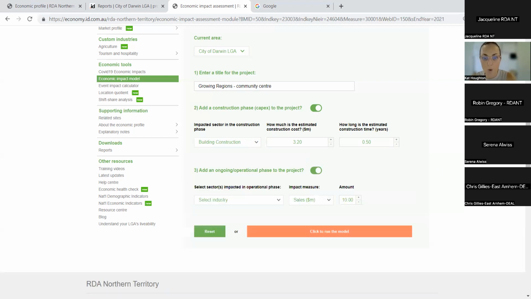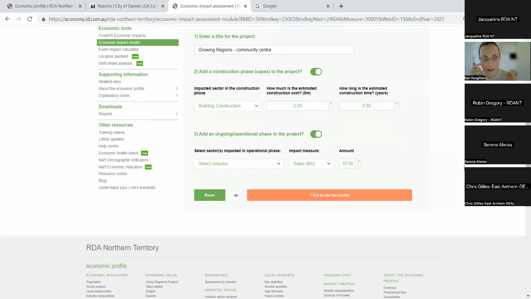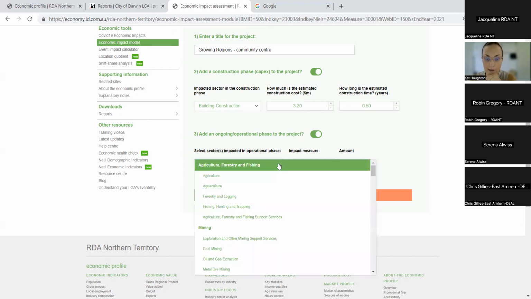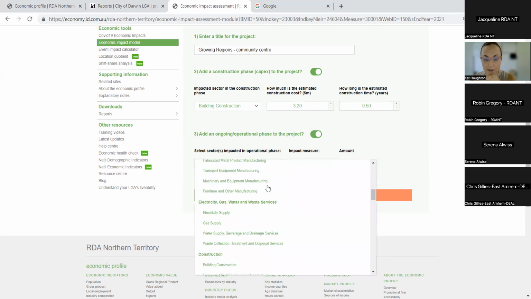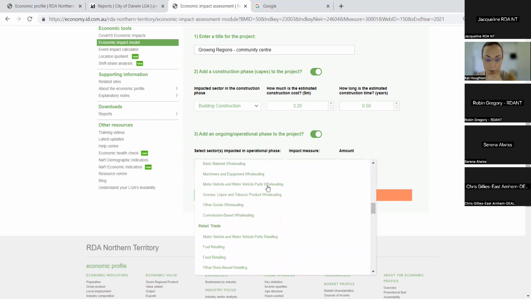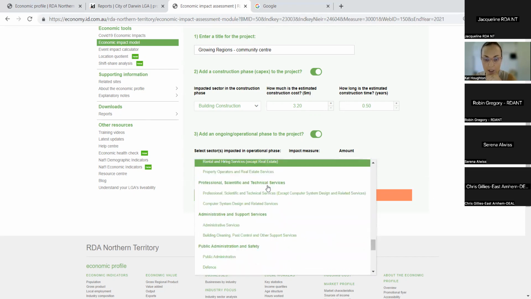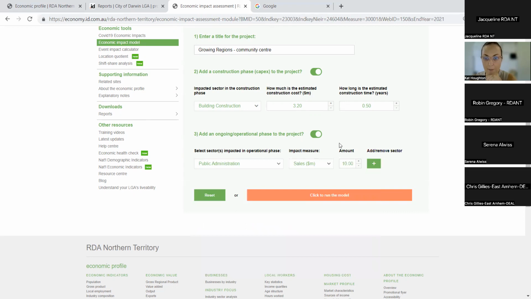Okay, this project also had an ongoing operational phase. The ongoing operational phase was that there were going to be 2 new council staff working at this particular centre. So they weren't people moving from another building over to the new community centre, it was actually 2 additional staff. So 2 public administration staff. Here I'm going to jobs and I'm putting in 2 and I run the model.